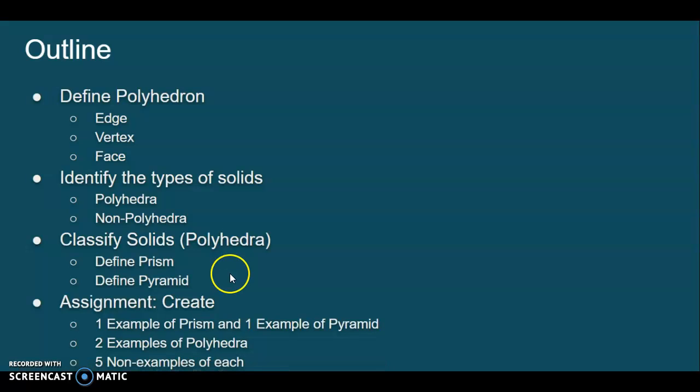mathematical setting. And after we have learned all of this, we have defined polyhedron, identified types, classifications, we are going to create. Our assignment will be to create examples of prism, pyramid, 2 examples of polyhedra, and 5 non-examples of each. If you think the assignment is confusing or you're feeling overwhelmed by the information we'll be covering, that's okay because you're not expected to know any of these yet. We are going to be learning it along today together.